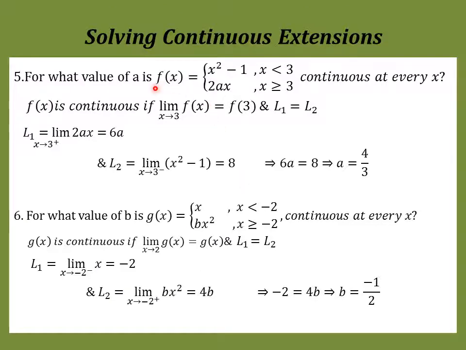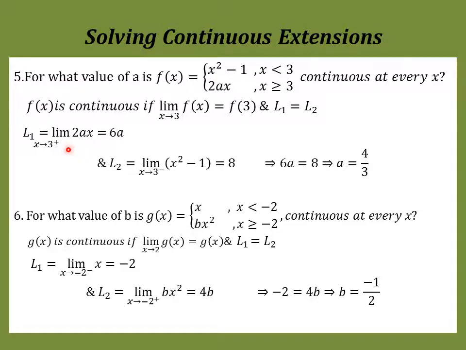On number 5, we have a function f of x, which is a piecewise function. This function is continuous at every x. What we need to know, if this function is continuous at every value for x, is the value of a. So how can we know this? We first need to use the continuity conditions. The continuity condition says that we can find L1 and L2 since the function is continuous, so they are equal. I'll take the limit for the function as x approaches 3 from the left and from the right.